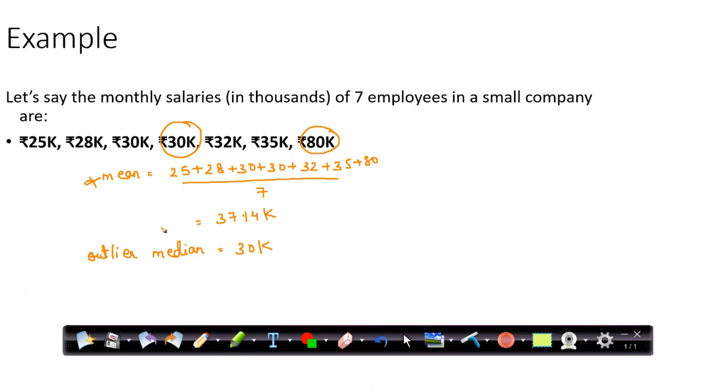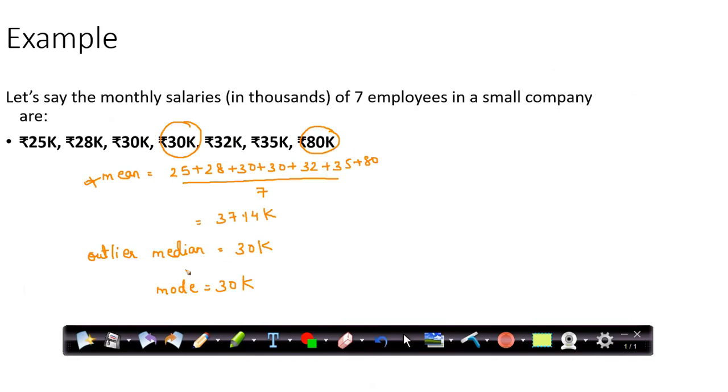And if I ask about mode, in this data set, what's the mode? Every number is occurring once, but only 30K is occurring twice. So mode is a value which occurs majority of the time. So in this case, mode again is 30K. So this summarizes mean, median, mode.